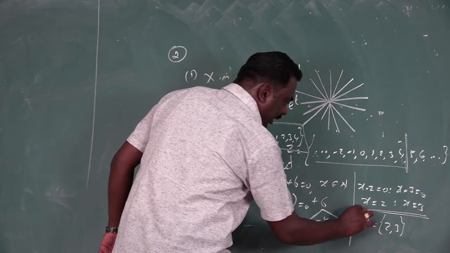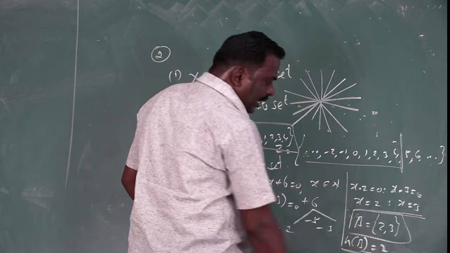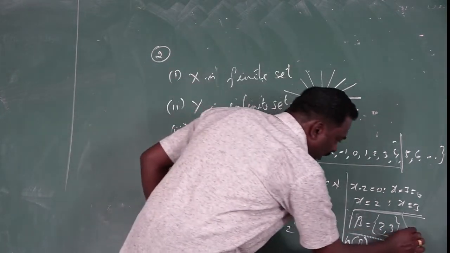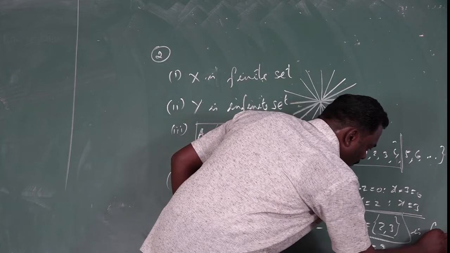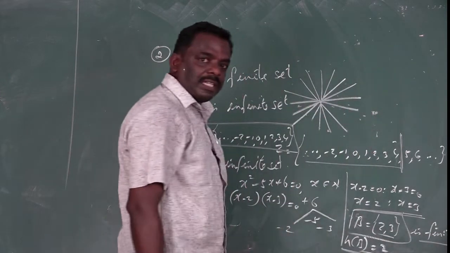Therefore, set B contains 2 elements. What is B? B contains only 2 elements. It is a countable number of elements. Therefore, B is called a finite set.